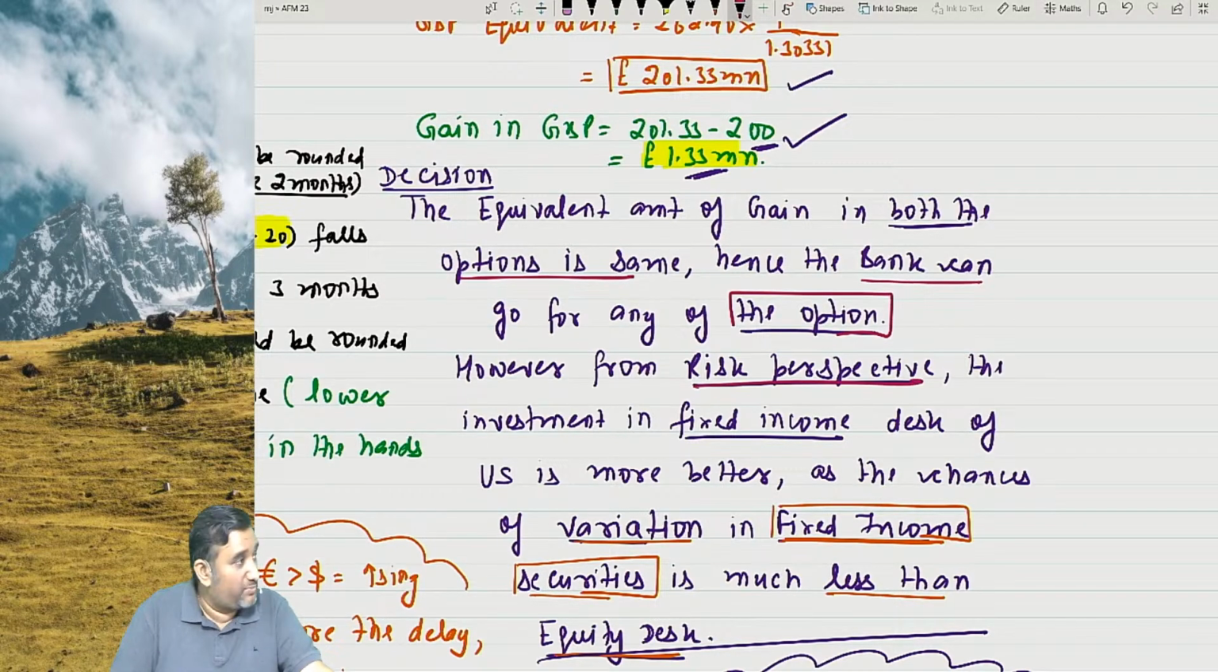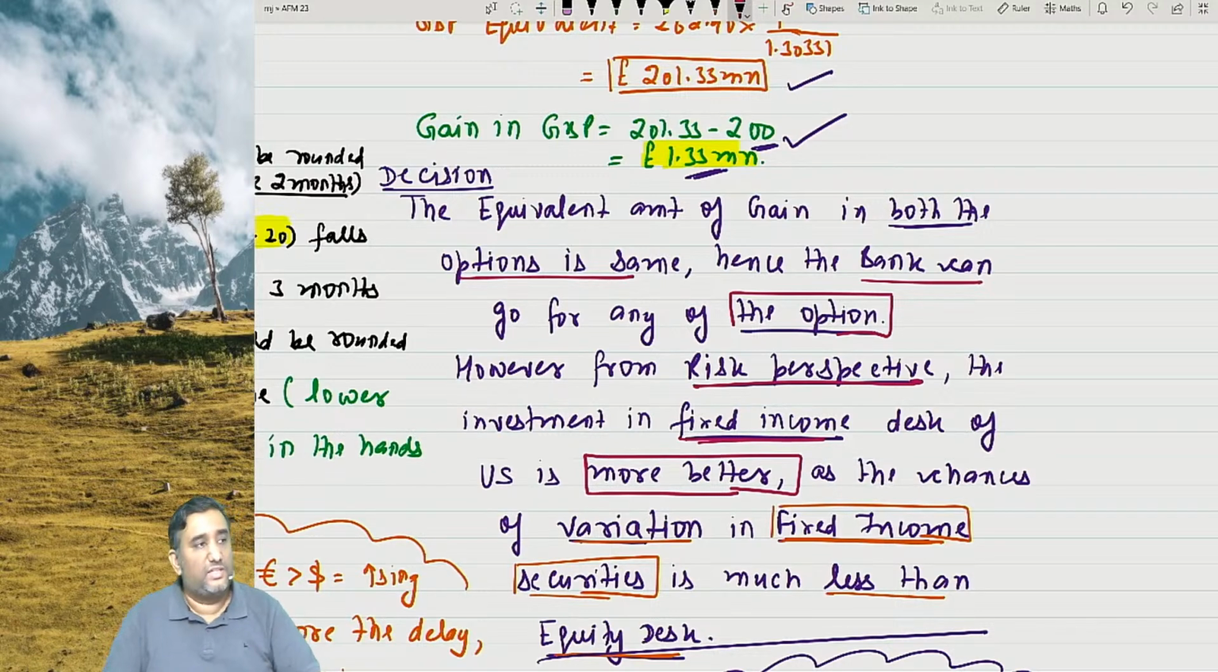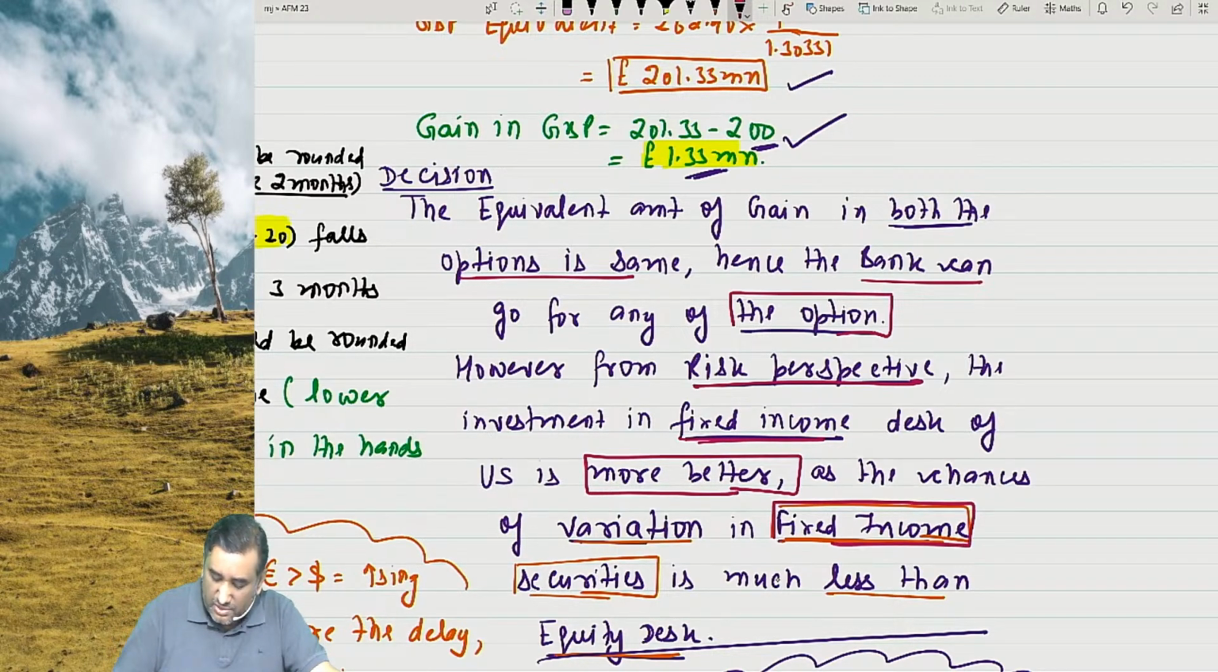However, from the risk perspective, if I look at the investment in the fixed income desk, the US is better, because these are the safest of the instruments. Why should I go and invest in equity when I am getting the same return in US securities, a fixed return? So the fixed income is better off because they fluctuate less rather than the equity desk. So why would someone invest in the equity market if they start getting the higher return in which market?